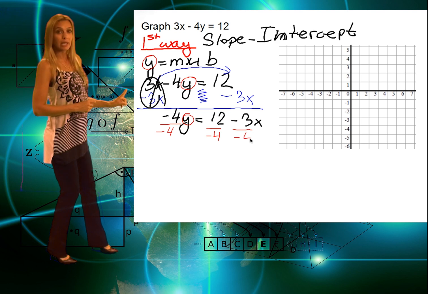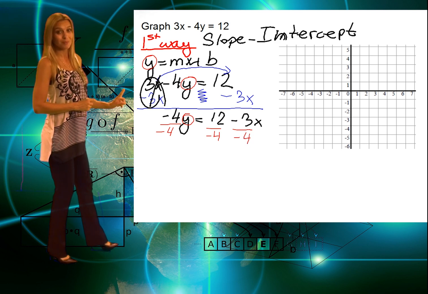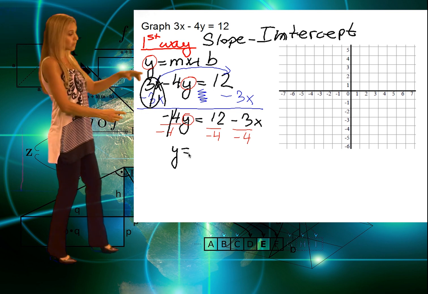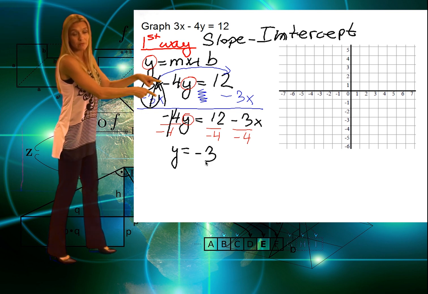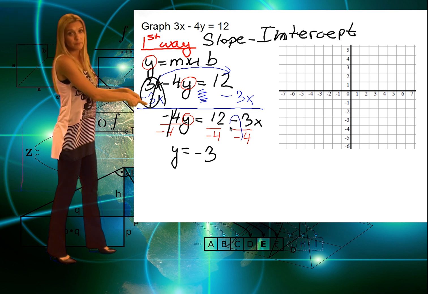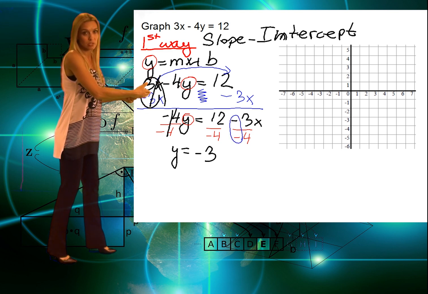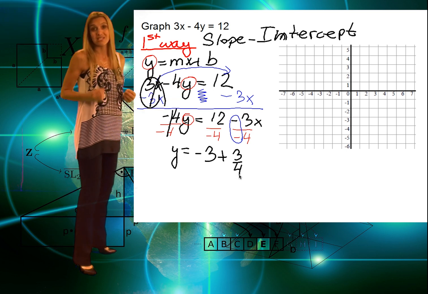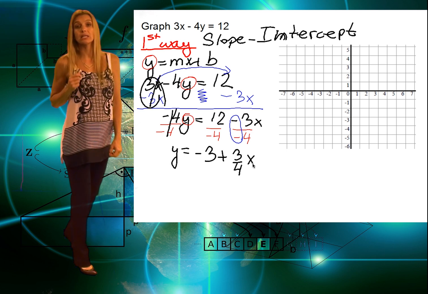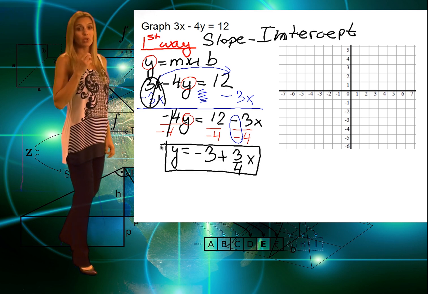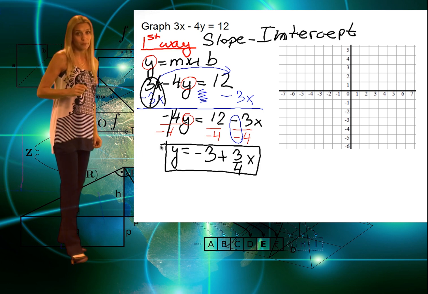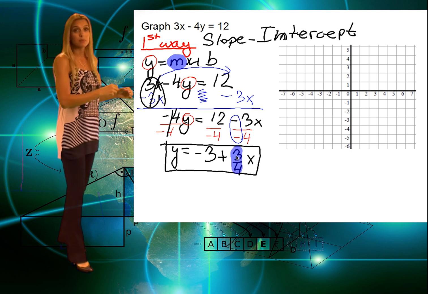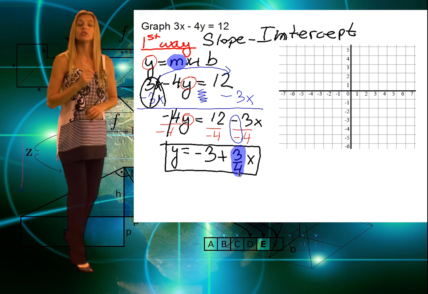Negative 4 divided by negative 4 is 1, so I have 1y equals 12 divided by negative 4 is negative 3. Now look at that, double negatives, right? What happens when I have a double negative? That becomes positive, and I'm going to leave it as a fraction, which is 3 over 4 times the x. Remember, I want the number before the x as a fraction because that is my slope. The number before the x is my slope. And then I have the negative 3, which is my b, and that is the y-intercept.